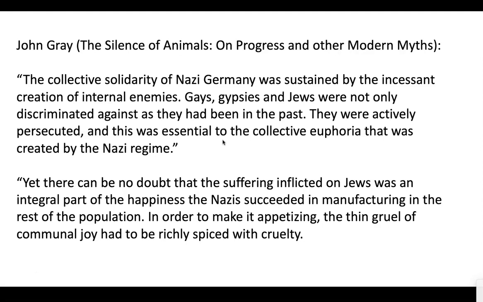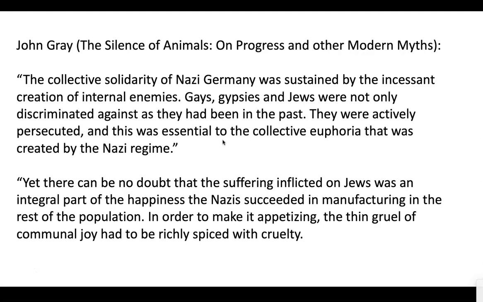John Gray, a philosopher, is generally considered a pessimist. Some people consider him a realist. He has a book called The Silence of Animals: On Progress and Other Myths. His basic argument is that notions of continual progress are unscientific. We fall in and out of progress and so on.